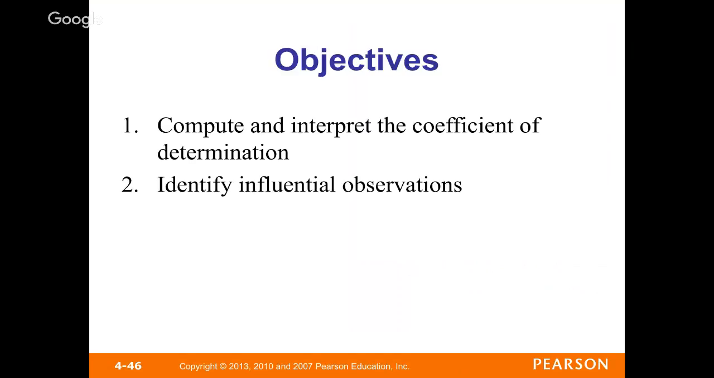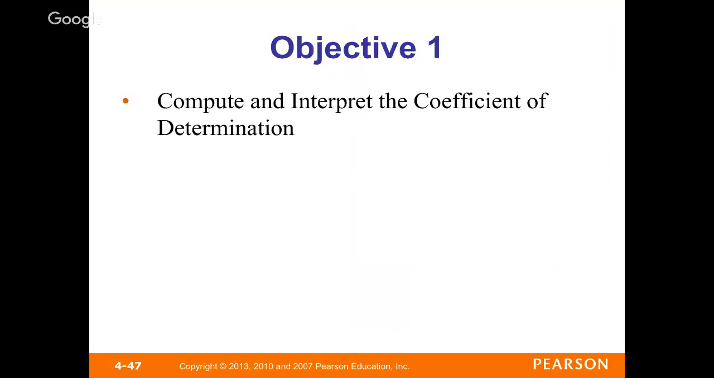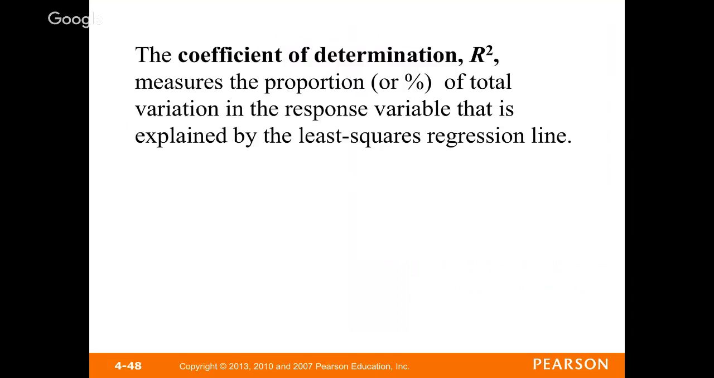So, the coefficient of determination. This is a new concept, heavily related to the correlation coefficient. The coefficient of determination, R squared, measures the percent of the total variation in the response that is explained by the least squares regression line. Basically, roughly, it's saying: what percentage of y can be explained by x? What percentage of the response variable can be explained by its relationship to the x variable?